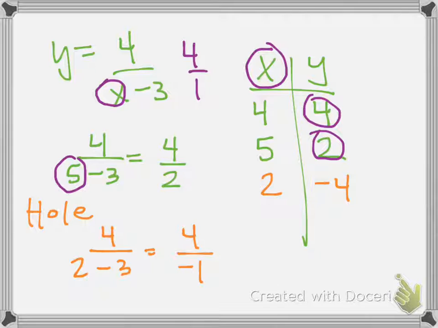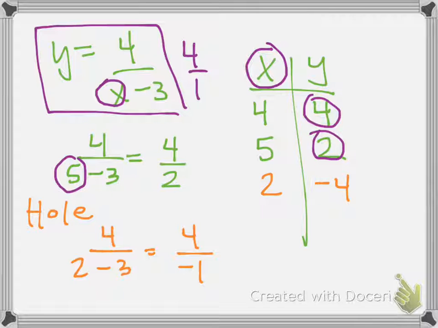The other thing I did was found my hole. So I plugged the hole in to the new equation. This is the new equation after you cancel off the common factors. I plug in the 2 for x. 2 minus 3 is negative 1.